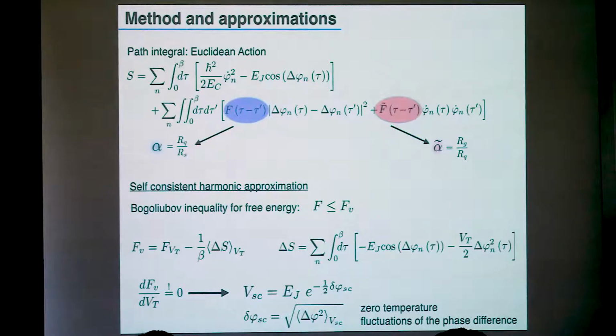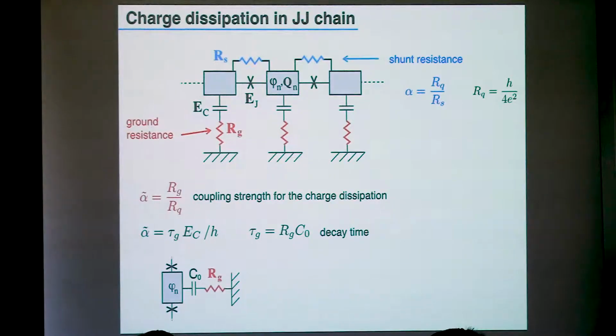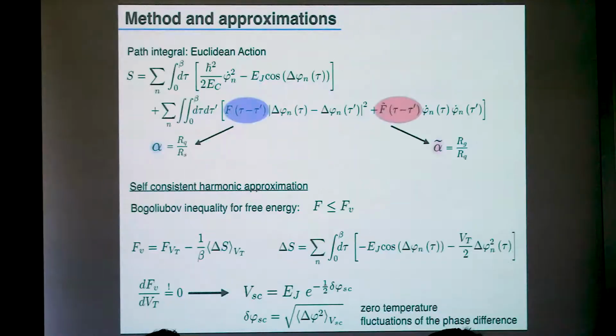Once again, to treat this problem, because we are interested in the properties of our system, one useful theoretical method is the path integral method, in which you integrate out the environment and you have to deal with the effective action in the imaginary time. In this action, there is a Lagrangian of your system. Here you recognize the kinetic term and the potential energy, plus the effect of the dissipation.